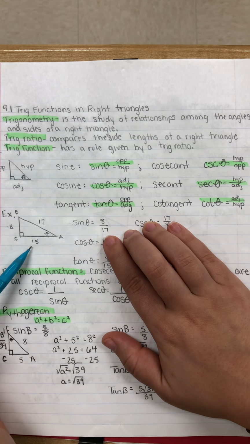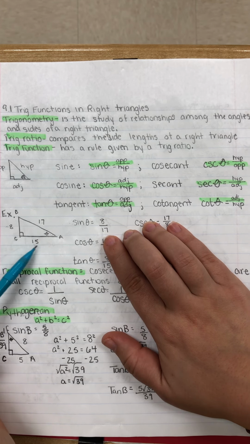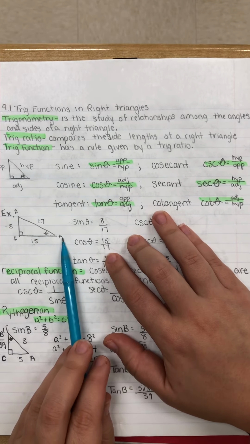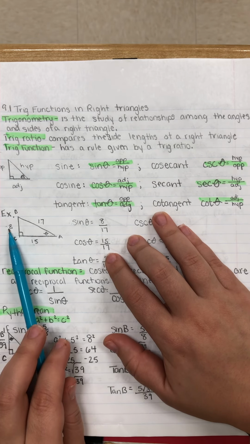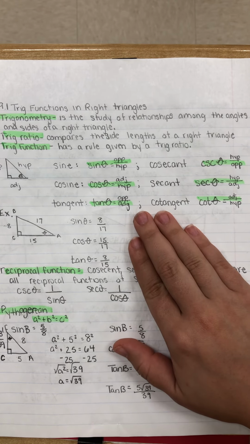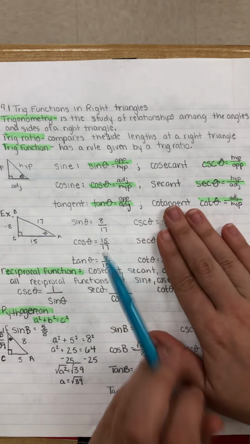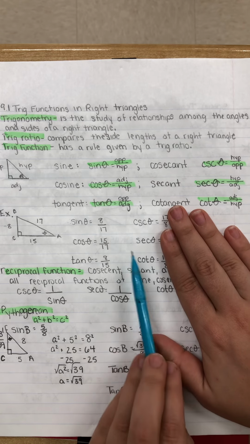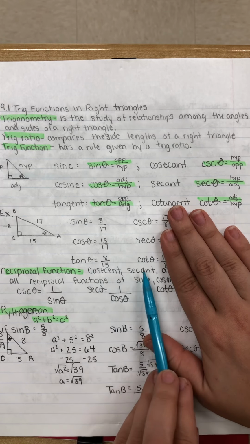Cosine is adjacent over hypotenuse. So we already have our hypotenuse. Adjacent is 15 over 17. And then tangent is opposite over adjacent. So 8 over 15. Once you have those 3, all you have to do is write the other 3. Again, keep them in the same order we learned them. Cosecant, secant, and then cotangent right next to their inverses.